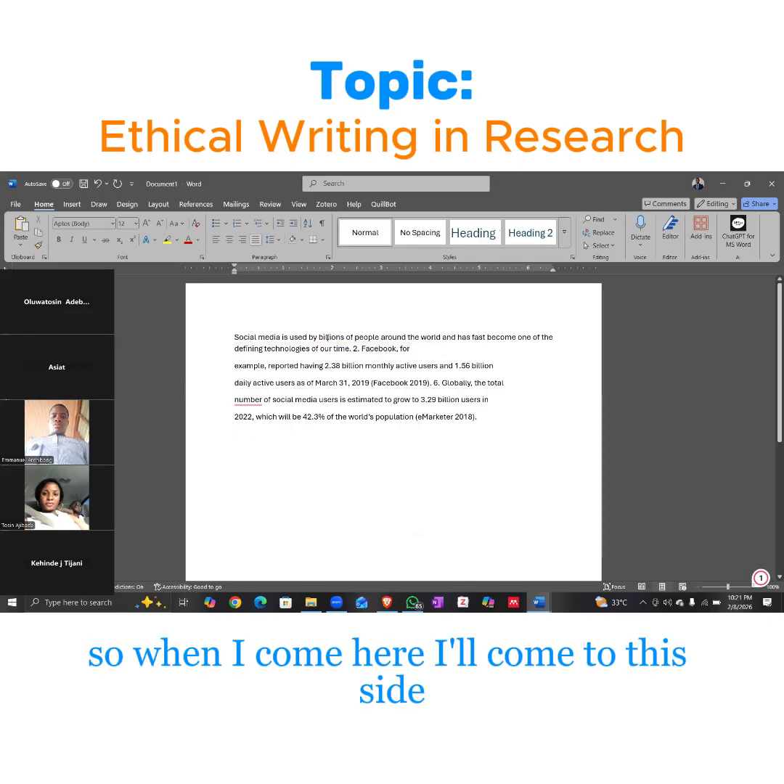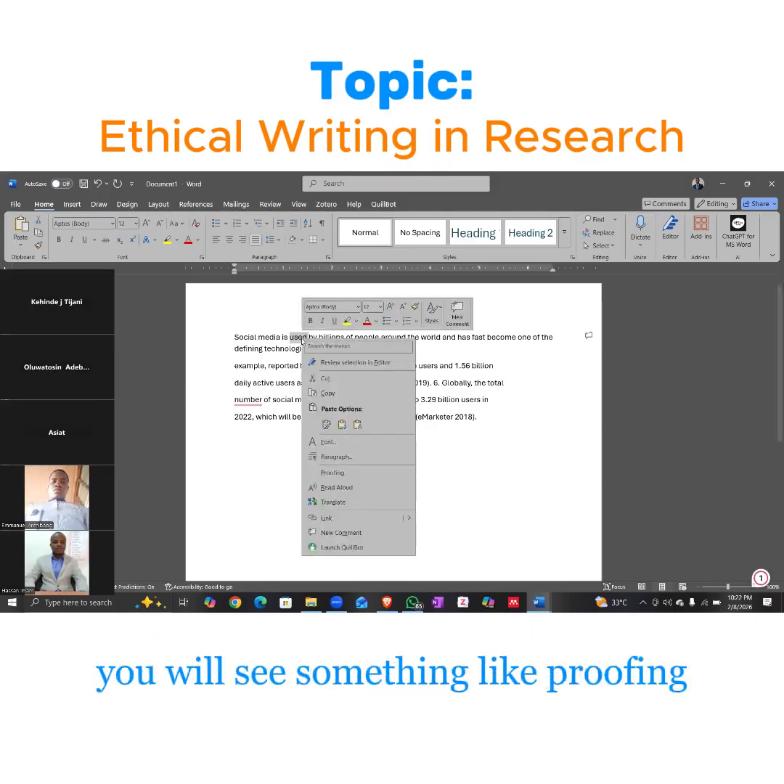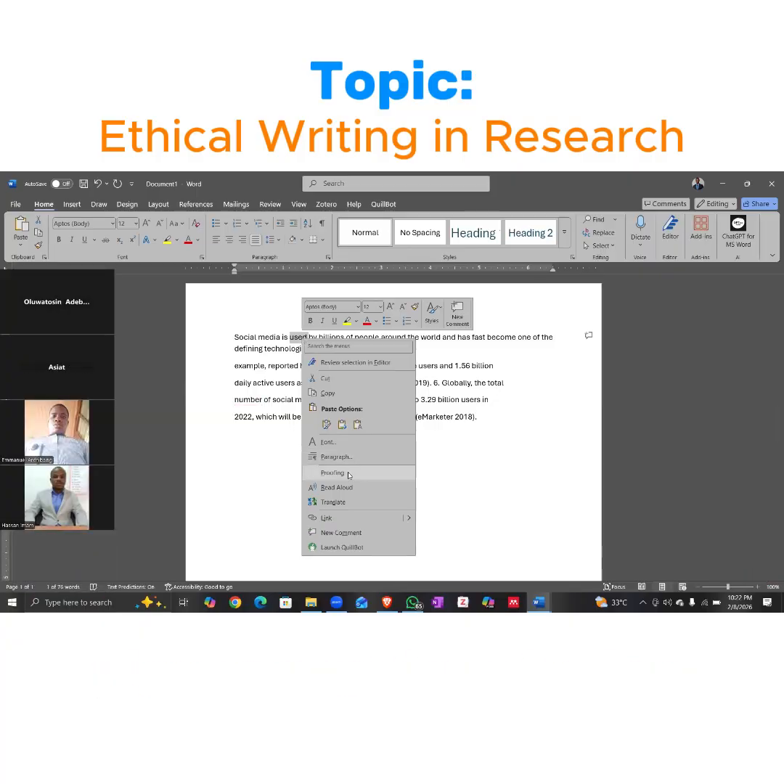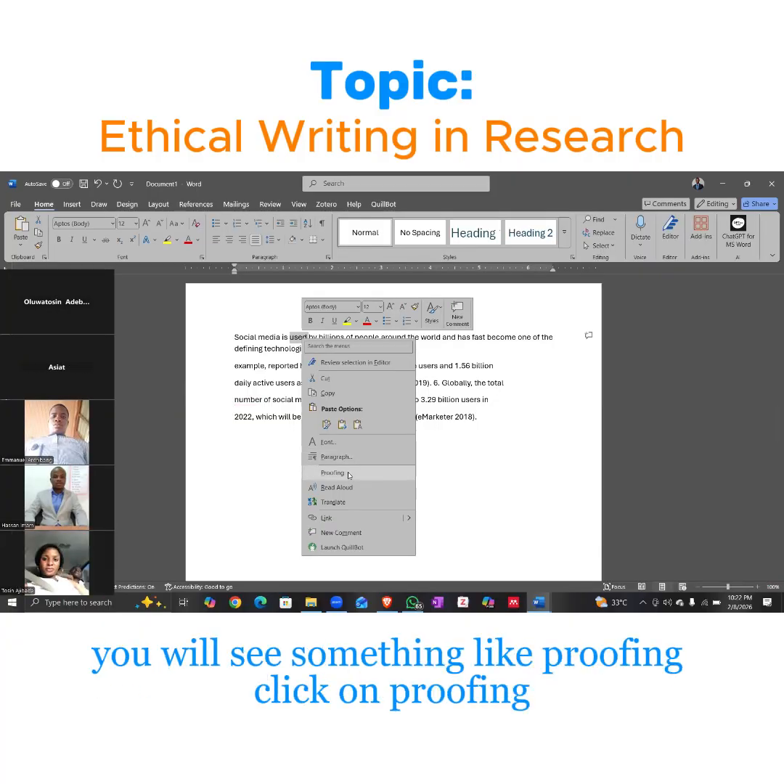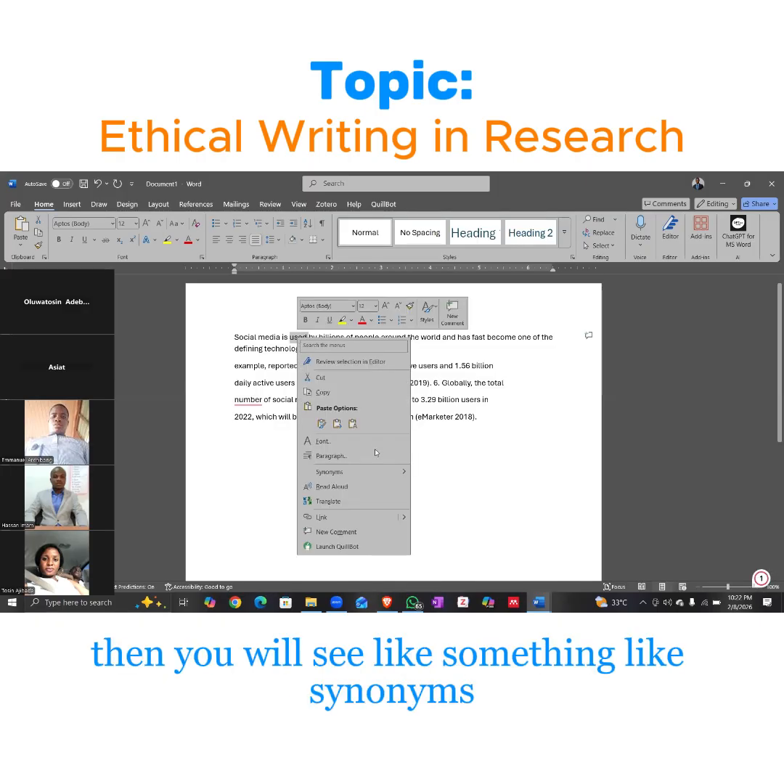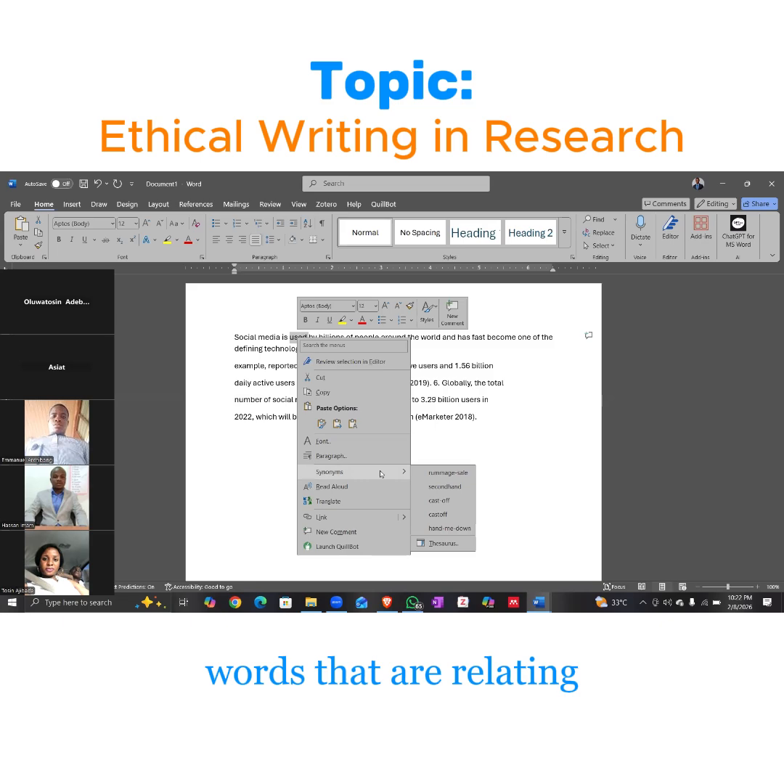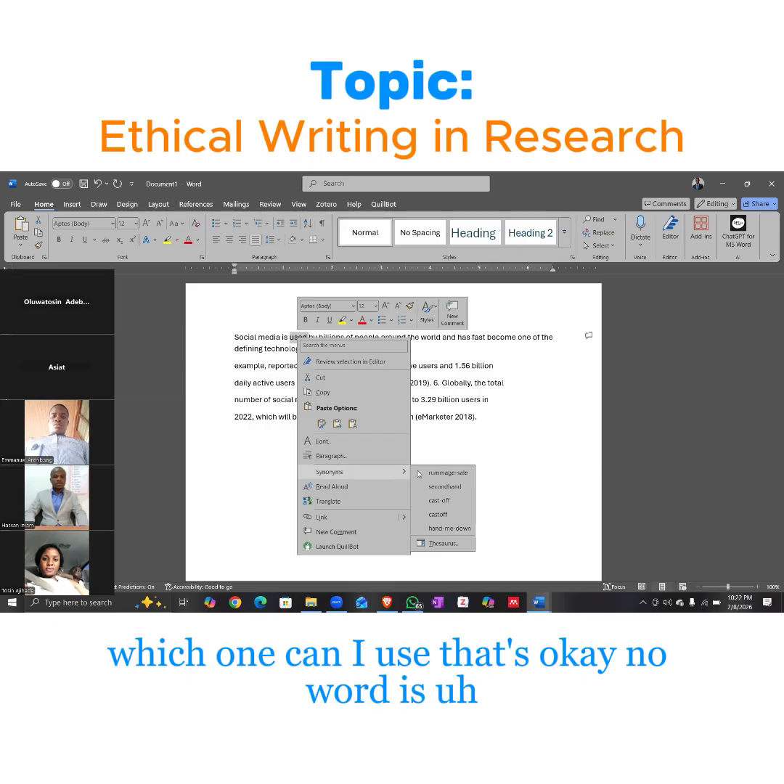So when I come here, I right click and highlight that text. When you right click, you will see something like proofing. If you are using it for the first time, you'll see something like proofing. Click on proofing. Then you right click again, and you'll see something like synonyms. Synonyms means it's going to bring words that are similar to used. So it says social media is used. Which one can I use?